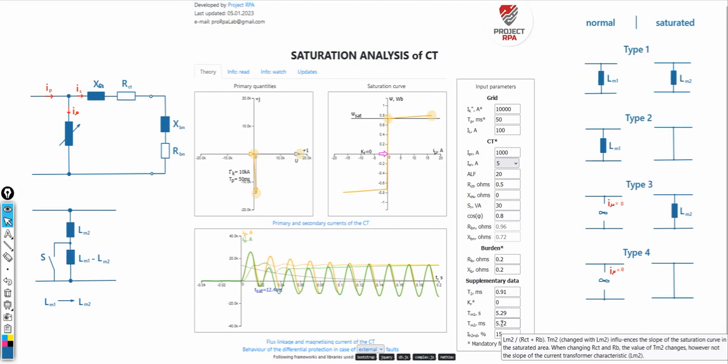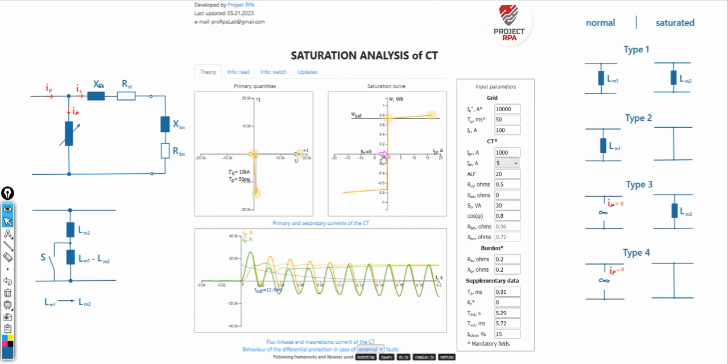The remanence can be entered with the help of the remanence factor Kr. It corresponds to the ratio between the remanence flux Ψr and the saturation flux Ψsat. It can be changed with the mouse, but also in the input field.